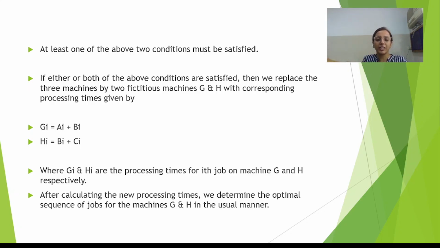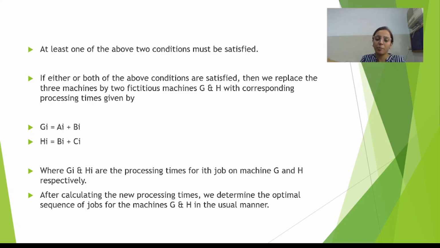Then we have converted the 3 machines into 2 fictitious machines, G and H, and we apply the same procedure as in the previous numerical question. Like the same procedure, we find the least value, then we find the job sequence. In the same way, we find the total elapsed time, and the process continues the same.